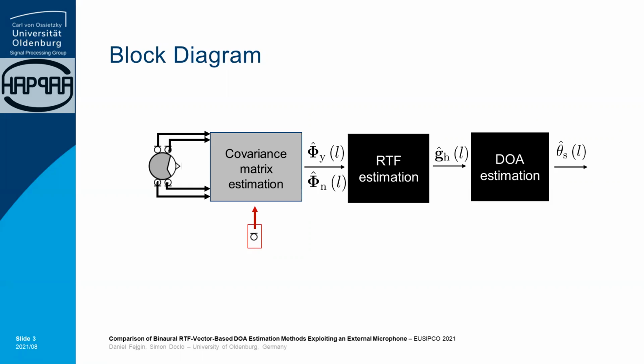Also, the RTF methods rely on estimates of covariance matrices, and therefore in the first stage of this processing pipeline, we will need to estimate the covariance matrices of the speech plus noise components and the noise components, or only the covariance matrices of the speech plus noise component, depending on the respective RTF estimation methods. In the following, we will have a closer look at these blocks, how to estimate the RTF and the direction of arrival.